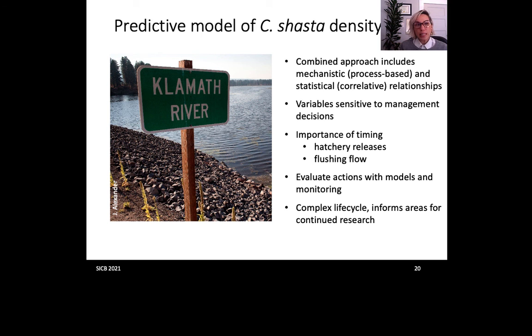So modeling parasite density requires an understanding of the dominant drivers of the parasite's complex life cycle that relies on, in this case, a wealth of monitoring data. The model presented here builds on these empirically derived relationships and includes both mechanistic and statistical relationships. Importantly, we included variables that are sensitive to management decisions, such as hatchery releases and the occurrence of flushing flows. This model is useful for simulating both disease risk for juvenile salmonids traveling through the infectious zone during the spring, but it can also be used in existing population dynamics models.